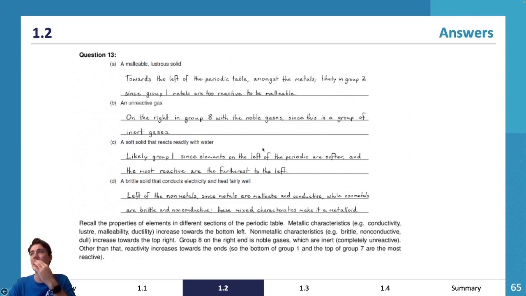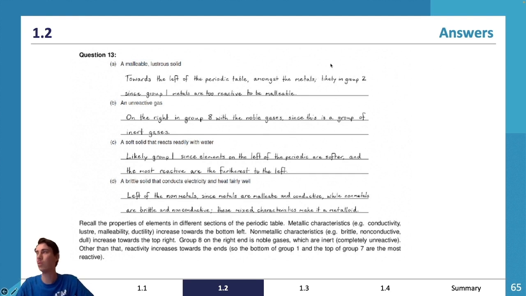As you can see here, this is how they discussed it. Now, if your answers look very different, don't worry. This is a really weirdly worded question in terms of this is not a SAC level or an exam level question. It's more about just pushing your learning. So, a malleable lustrous solid is towards the left of the periodic table amongst the metals, likely in group 2 since group 1 metals are too reactive to be malleable.